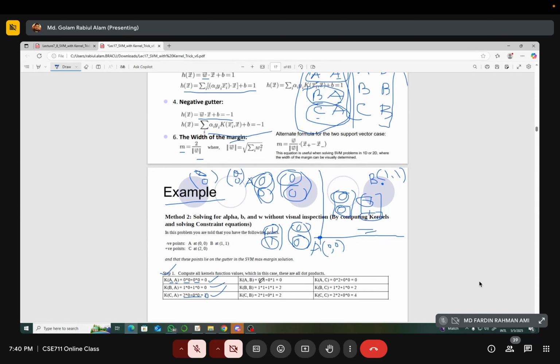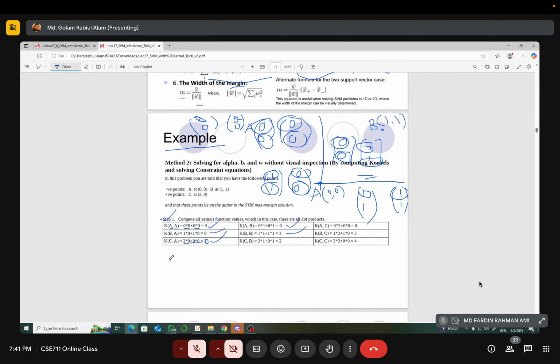And then KAB, it will also be 0. KBB, in that case B is 1, 1, and also 1, 1. So 1 times 1 plus 1 times 1, that is 2. Here is the 2. And then CB. C is 2, 0, and B is 1 and 1. So 2 times 1 plus 0 times 1, it is 2.